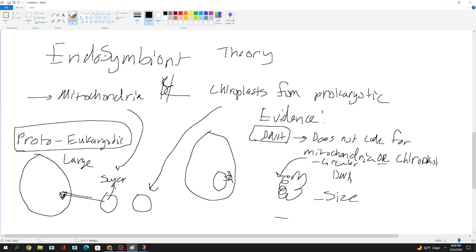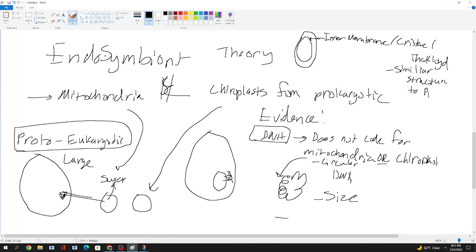And lastly, if I were to look at the layers of the mitochondria or the chloroplast, and by layer, I mean the membrane layers. Remember, they have two membranes, right? If I were to look at it, I would notice that the inner layer of the mitochondria is composed of similar proteins and similar structures to prokaryotes. So the inner membrane, aka the cristae of a mitochondria, or the thylakoid of a chloroplast, has a similar structure, aka proteins, to prokaryotes.